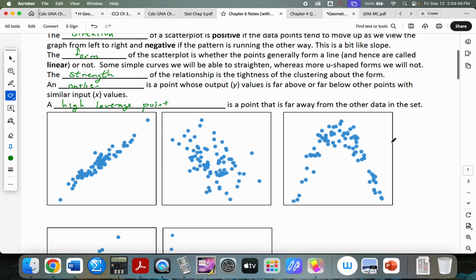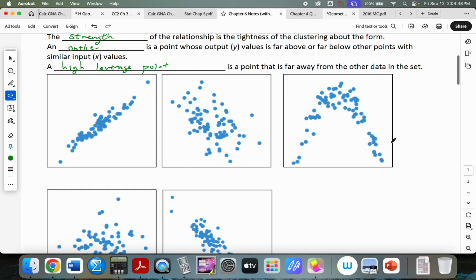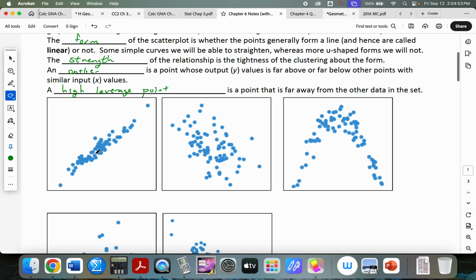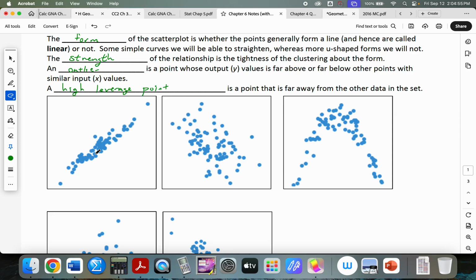So let's take a look at these. So, is this positive or negative? Positive. As one variable increases, so does the other one. Is it linear? Yes. Yeah, it's generally linear. Strong or weak? Strong. That's pretty strong.